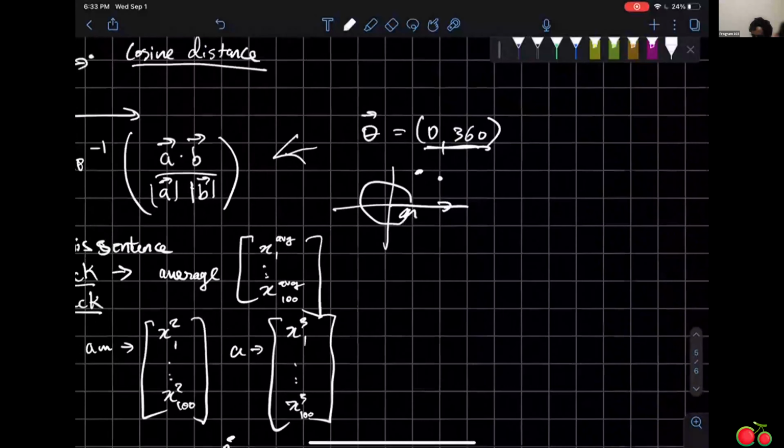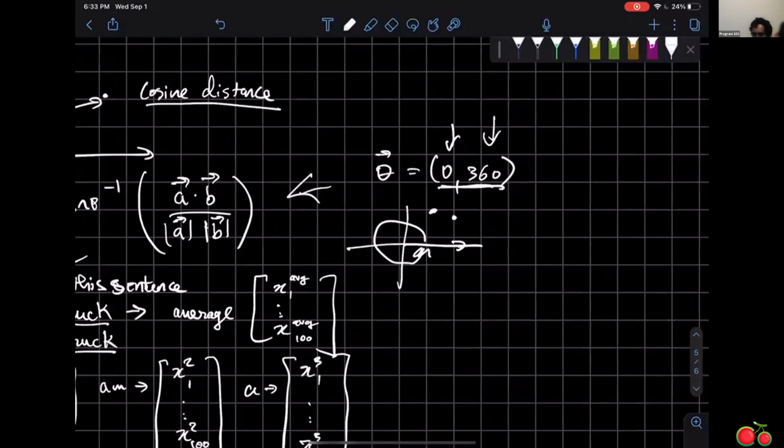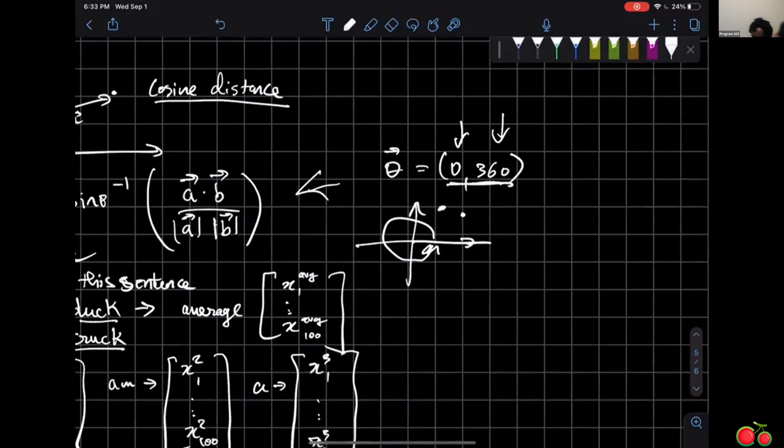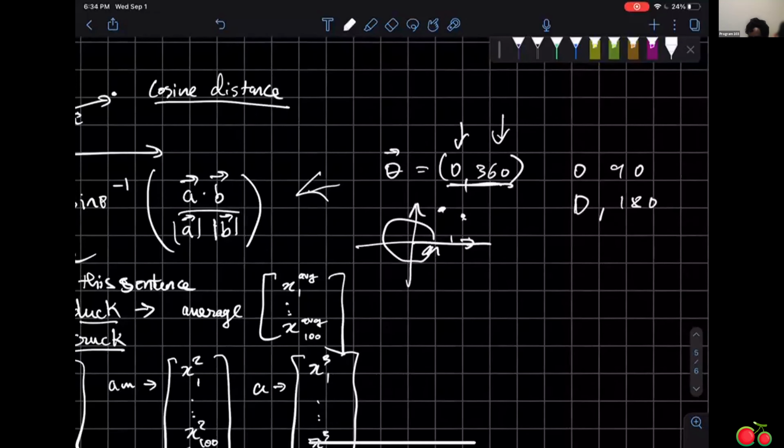Here there's a lower bound of 0, there's an upper bound of 360, and you can adjust these bounds by subtracting values. You can adjust this bound to be between 0 and 90 or 0 and 180, something like that. Whereas you cannot do that with distance between 2 points, because they can be as large or as small as they want. That's why the cosine distance is very, very heavily used.